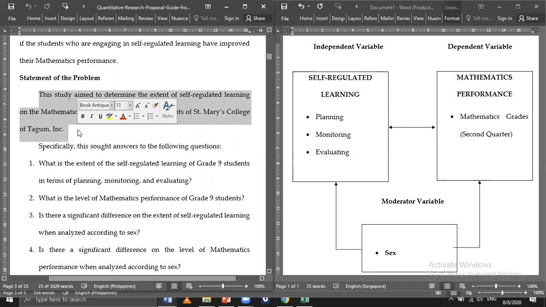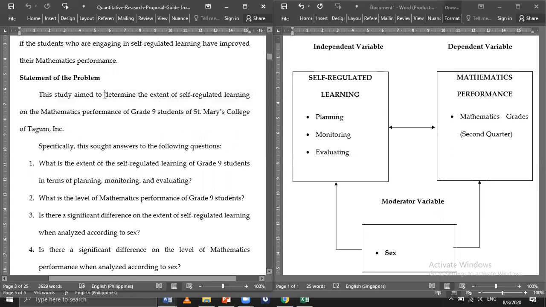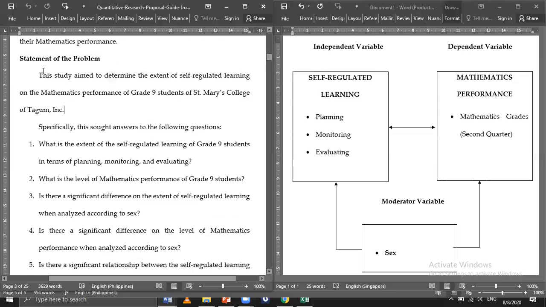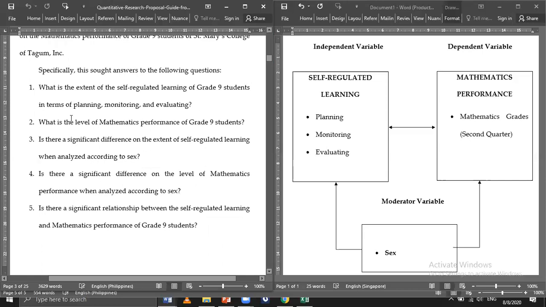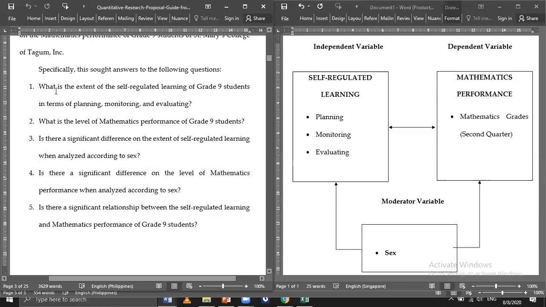This study aimed to determine, the objective, the main objective, the extent of self-regulated learning and mathematics performance of grade 9 students of St. Mary's College of Tagum Incorporated. So what is it that you wanted to look for? Specifically, these sought the answers to the following questions. So that's why it's called the statement of the problem. What are the things that you wanted to know? Those things that you wanted to know should be the answers to these questions.